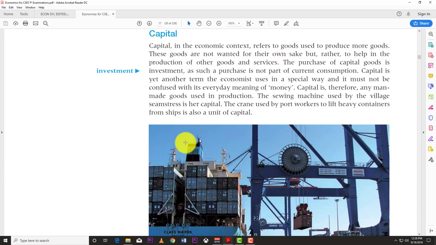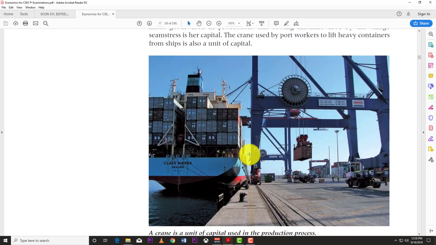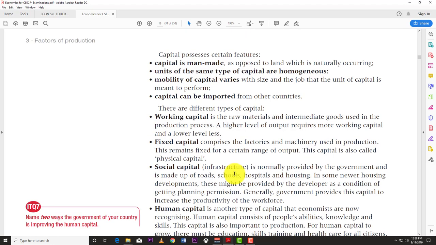We're going to look at that later on when looking more in depth at these other topics. Capital is therefore any man-made, as I said earlier, goods used in production. And we gave the examples earlier. Here are some. Sewing machines used by the village seamstress is her capital. The crane used by the port workers to lift heavy containers, that's their capital. So as I said before, capital are all those man-made goods used in the production of other goods.